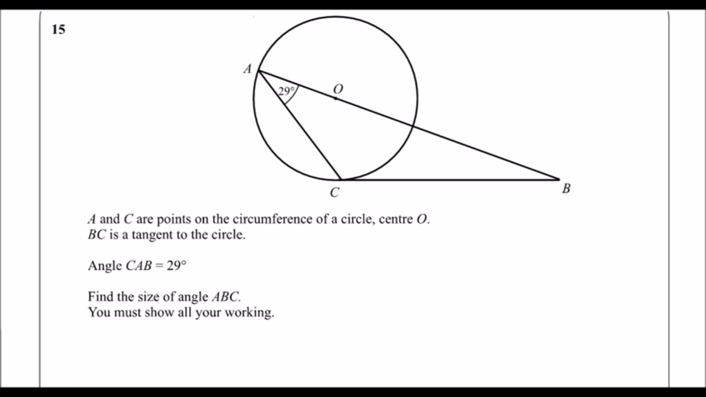Question 15. A and C are points on the circumference of a circle with center O. BC is a tangent to the circle. Angle CAB is 29 degrees. Find the size of angle ABC. That's this one.